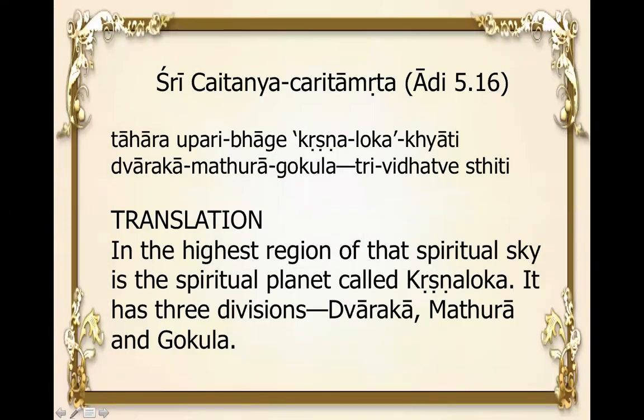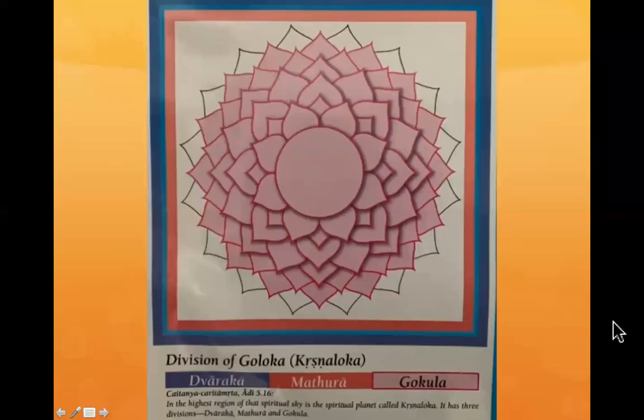So this is Chaitanya Charitamrita, Adi Lila 5.16. Upari bhage Krishna-loka khyati dvaraka mathura gokula trividhatve sthiti. Translation: In the highest region of the spiritual sky is the spiritual planet called Krishna Loka. It has 3 divisions: Dvaraka, Mathura, and Gokul. There are 3 divisions within Golok Dham. Gokul is the center, Mathura is on the outskirts, and beyond Mathura is Dvaraka.